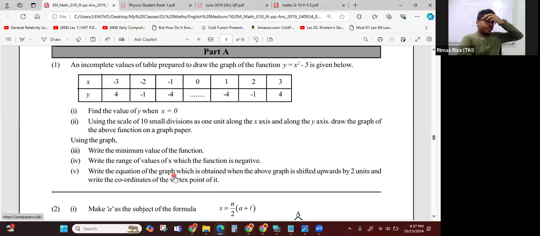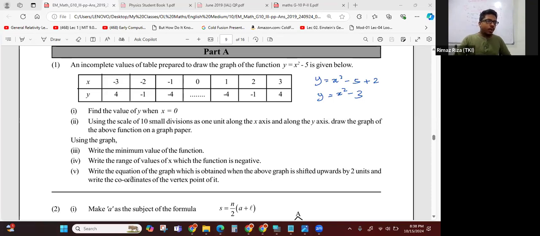Write the equation of the graph. So the equation we can obtain is y equals x squared minus 5 plus 2. Therefore y equals x squared minus 3. So that is the equation.